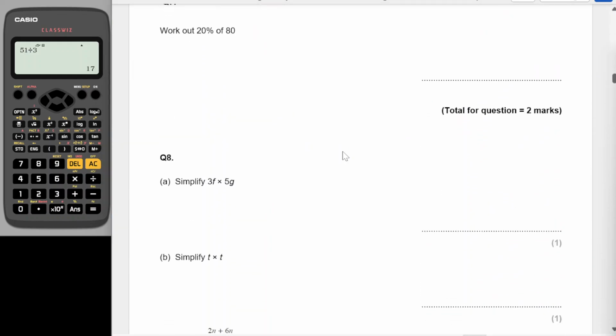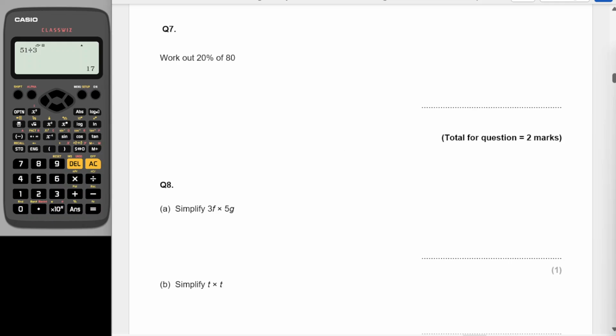Okay, question 7. Work out 20% of 80. So I would just do 0.2, that's 20% as a decimal, times by 80. So 0.2 times by 80 gives me 16.